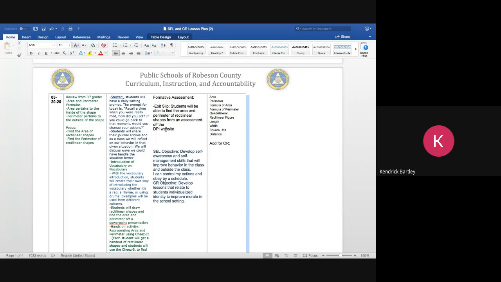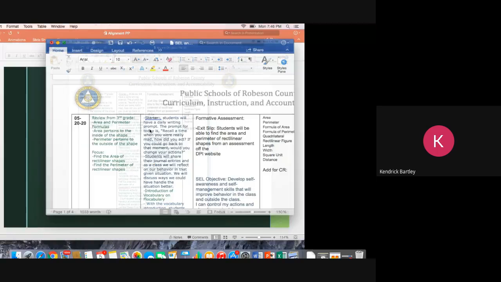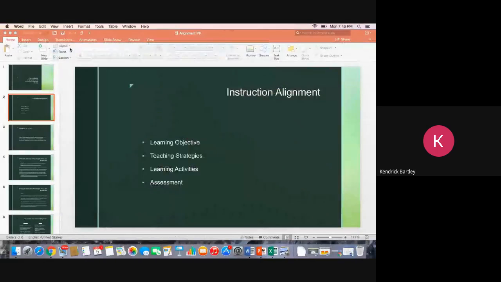which is the Department of Public Instruction website. So when looking at this particular lesson plan, all 4 aspects did go along: the learning objective, the teaching strategy, the learning activity, and the assessment. They all 4 did fit one another. So the instruction did align. That's the bottom line, really.